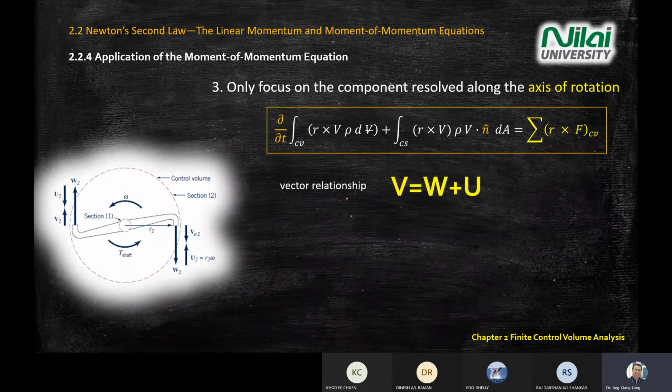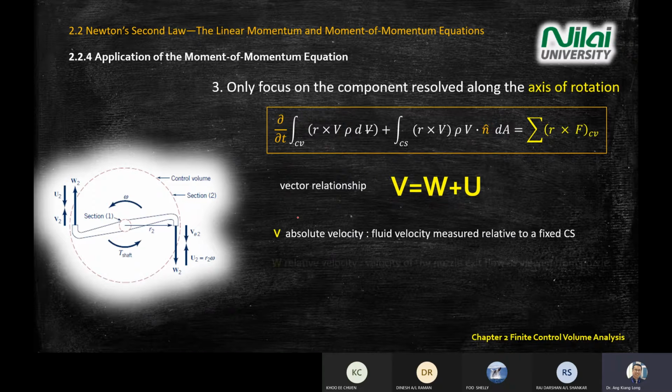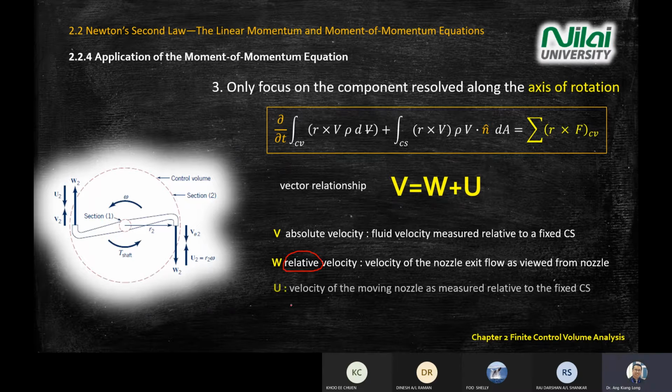Next, recall the vector relationship that we learned previously, V equal to W plus U, for the moment or momentum chapter. So again, what is V? V is absolute velocity. W is a relative velocity. U is a velocity that is measured relative to a fixed coordinate system. Later you will see what U is.